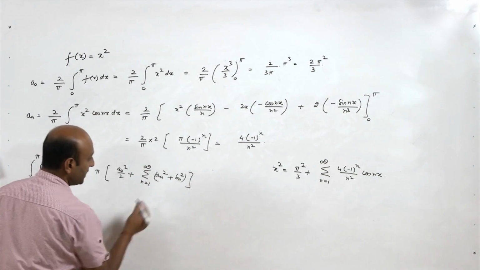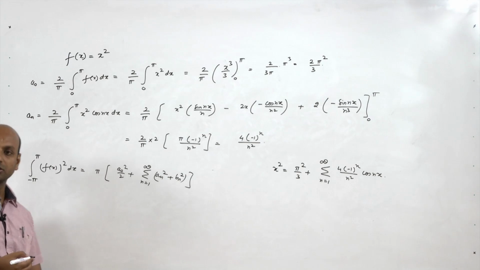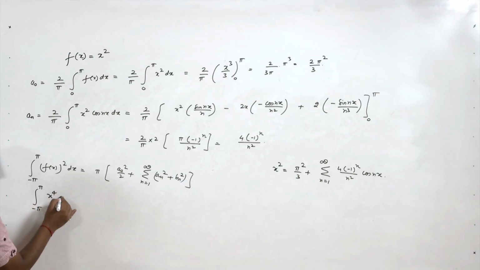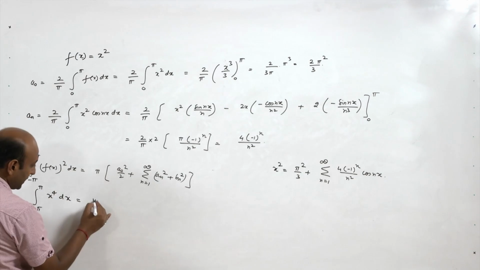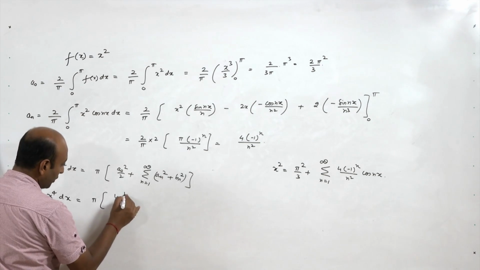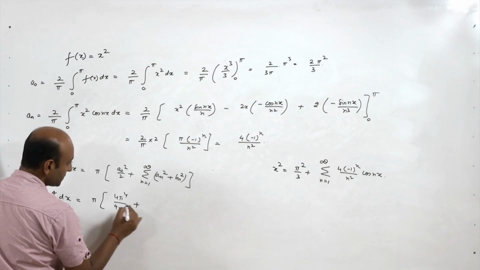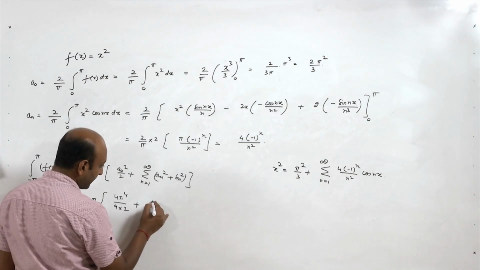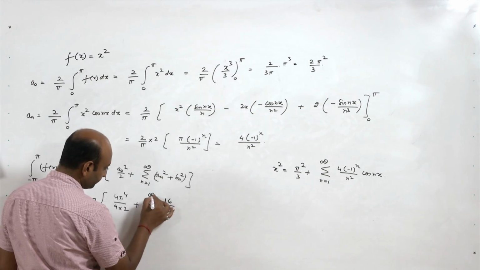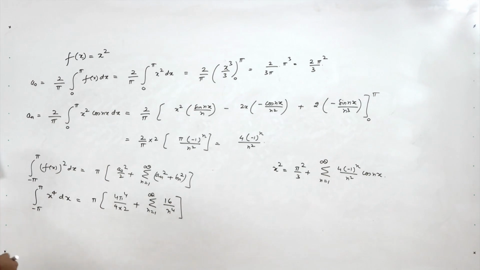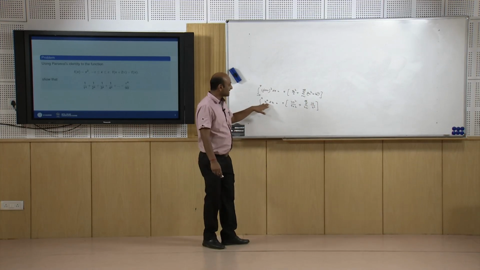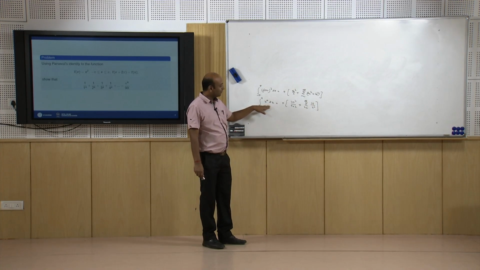Now, this b_n is 0 because it is an even function. So, this is nothing but integral minus pi to plus pi x to the power 4 dx, and it equals pi times a naught square upon 2. a naught square is 4 pi to the power 4 upon 9, into 2, plus a_n square. a_n square is 16 upon n to the power 4, n varying from 1 to infinity. Now, when you simplify this, what will we get? So, now using the Parseval identity in this expression, we obtain this.